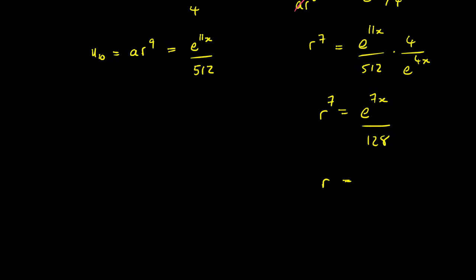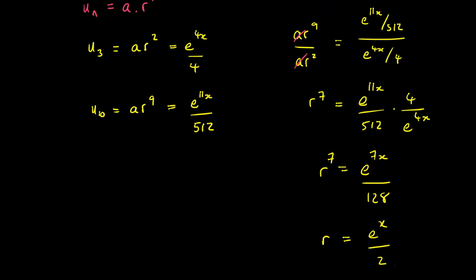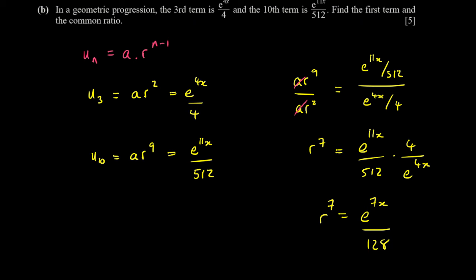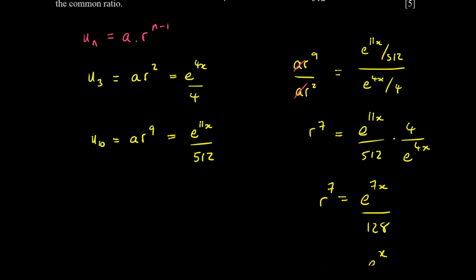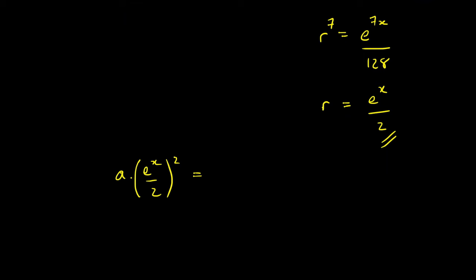So for r, we take the 7th root of that. And if I take the 7th root, what I get is e to the x on the numerator and 2 on the denominator, right? So r is e to the x upon 2. And if I want to find a, I just substitute into, let's say, u3. So ar squared is equal to e to the 4x upon 4. So a times e to the x upon 2 squared is equal to e to the 4x upon 4.